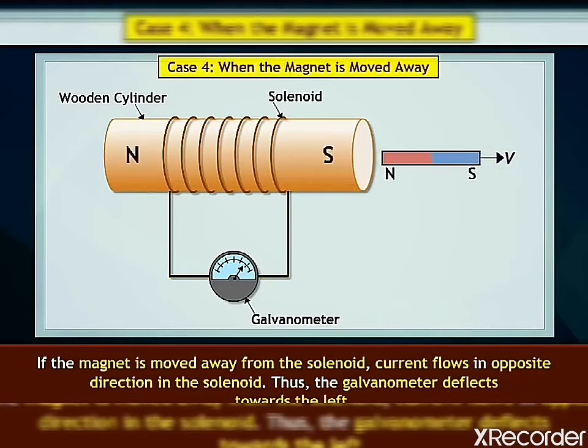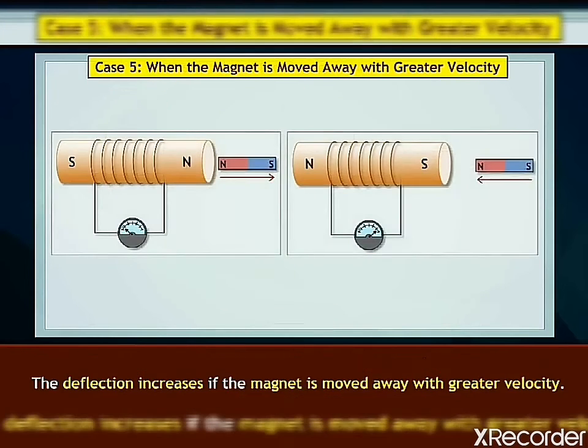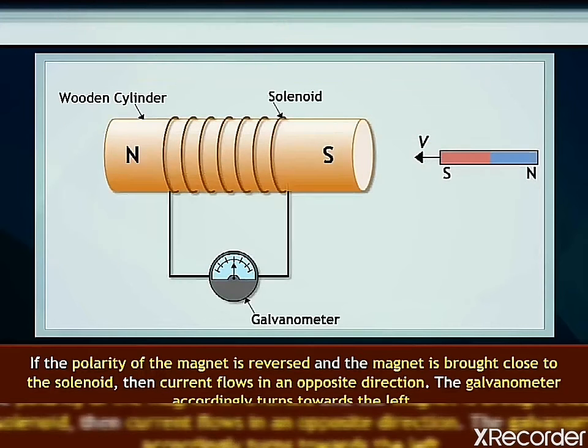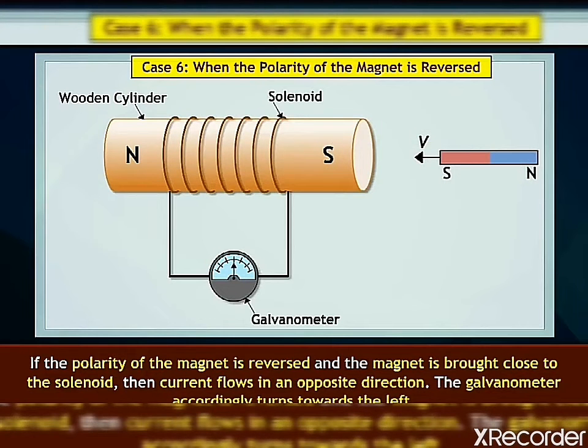Considering the fourth case, when the magnet is moved away, current flows in the opposite direction in the solenoid. Thus, the galvanometer deflects towards the other side, which is the left. For the fifth case, when the magnet is moved away with greater velocity, meaning if we move the magnet in and out of the solenoid at a greater velocity, the deflection is much larger.